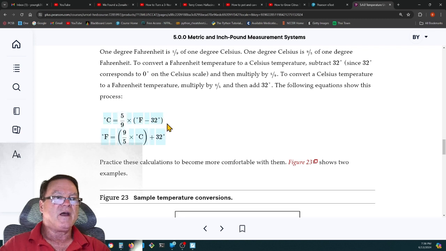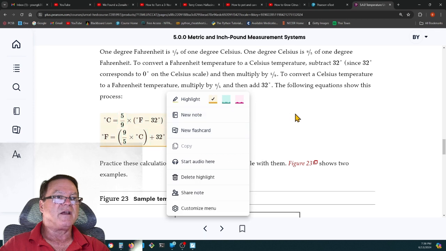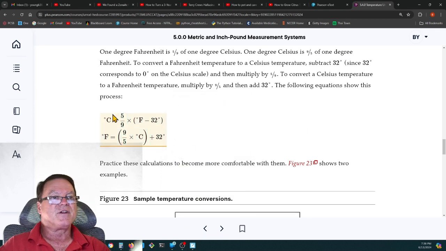But here are your two formulas. I think it's a good idea for us to highlight those in our book. To convert, Celsius equals 5/9 times Fahrenheit minus 32. So in order to go from Fahrenheit to Celsius, you subtract 32, and then you multiply times 5/9. I say just divide by 1.8. Same with converting from Celsius to Fahrenheit: take your Celsius reading, multiply times 1.8, and then add 32 degrees.